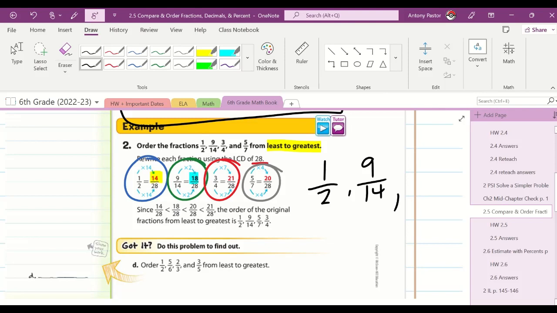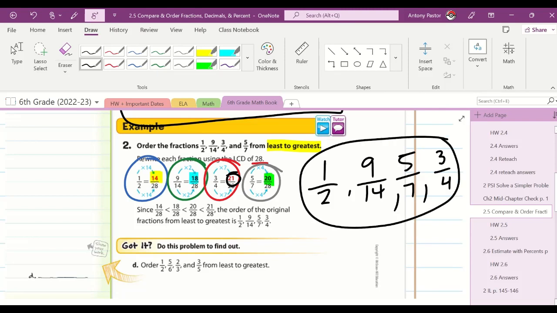The next one would be 20 over 28, or originally 5/7. And our last one is 21 out of 28, which is right here, which was originally 3/4. So from least to greatest, the fractions should be 1/2, 9/14, 5/7, and 3/4.